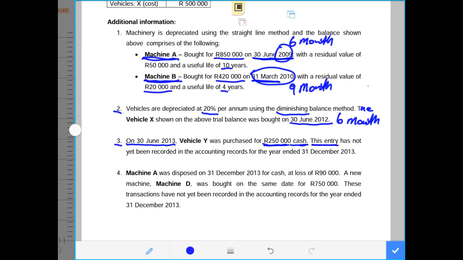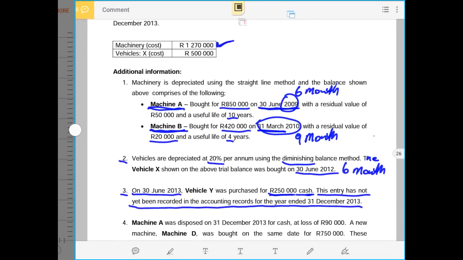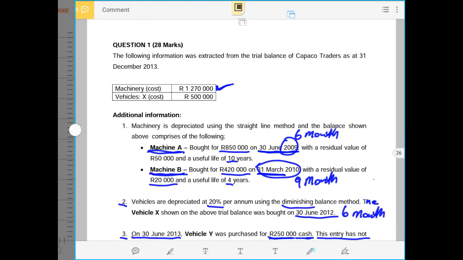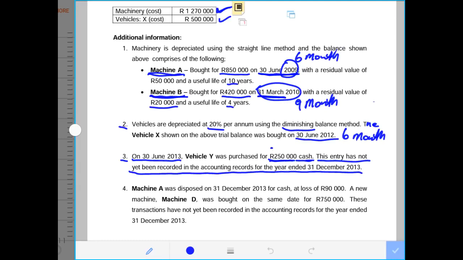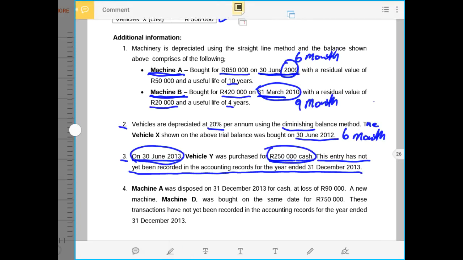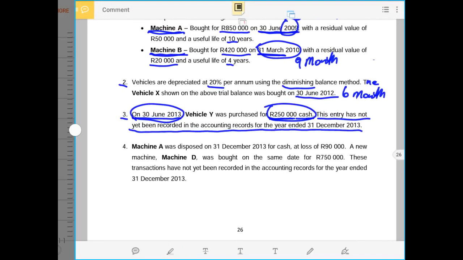And they say this entry has not yet been recorded in the accounting records for the year ended 31st of December 2013. Meaning the 250,000 rands is not yet included in the cost of vehicles that we see in the total balance above. That total does not include the 250,000 of the vehicle that was bought at the end of June 2013, meaning it was not yet accounted for.